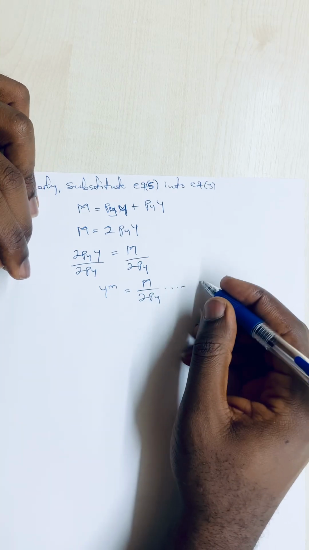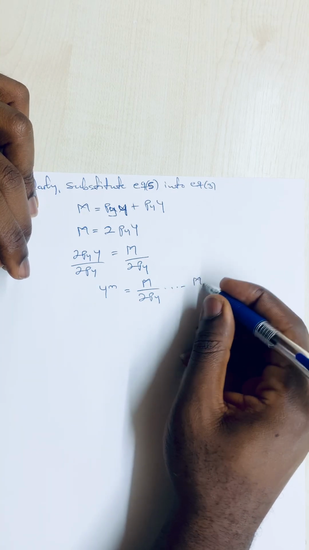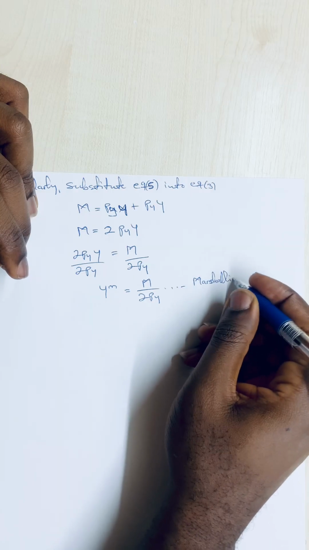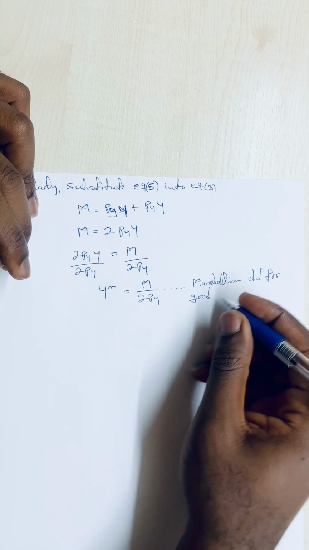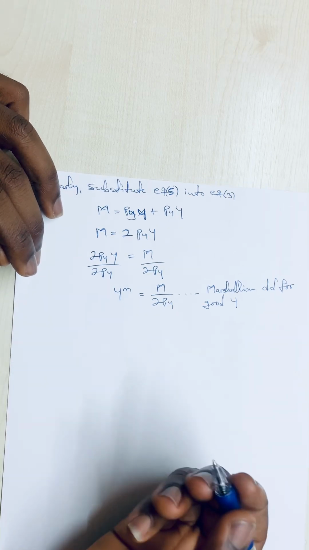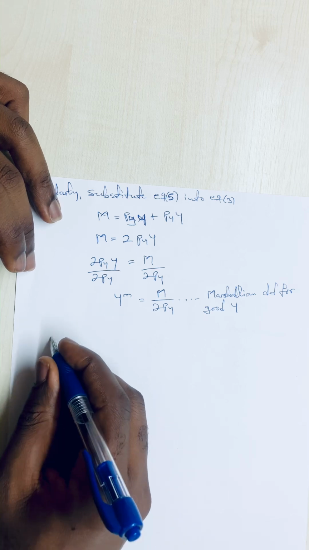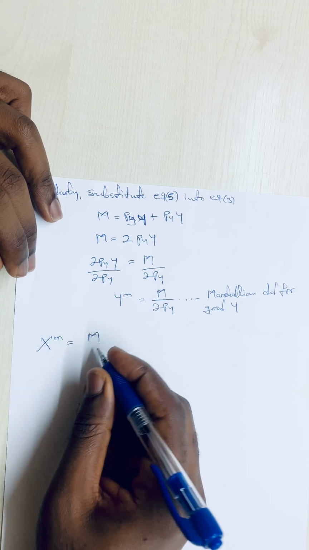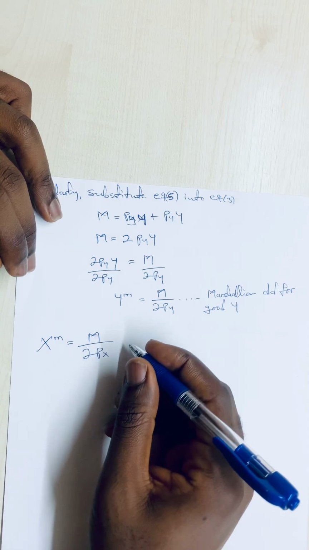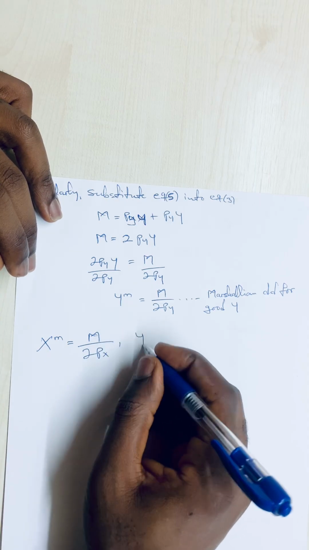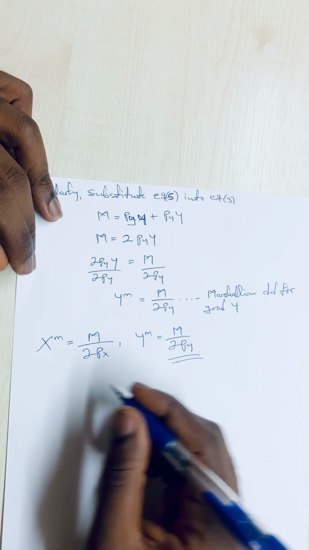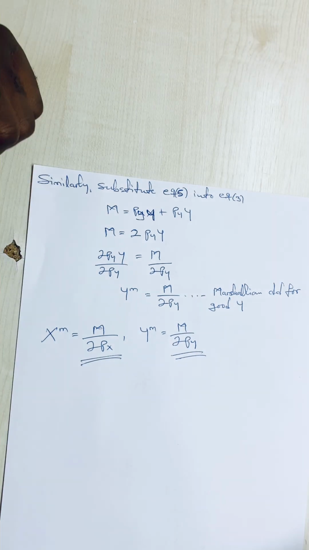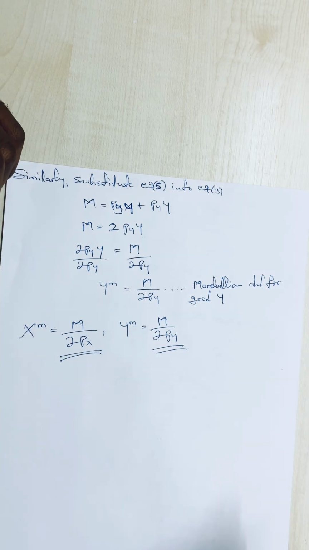This is the Marshallian demand for good y. Therefore, the two Marshallian demand functions are x Marshallian is M over 2PX and y Marshallian is M over 2PY. So this is it. Look out for the other video on how we use the other approach to derive the Marshallian demand function using different utility functions.